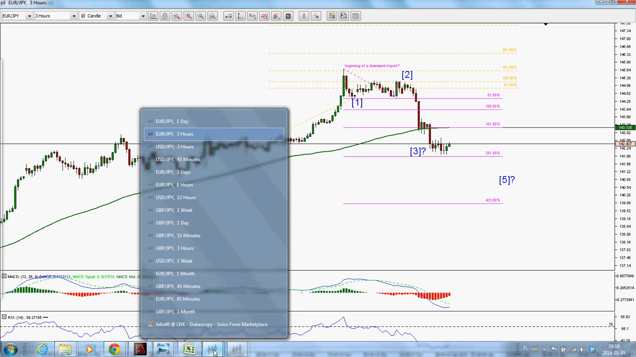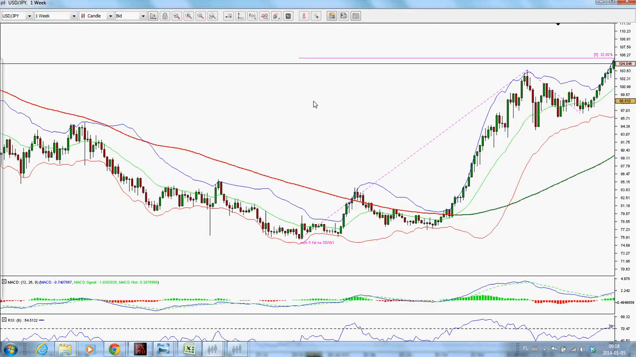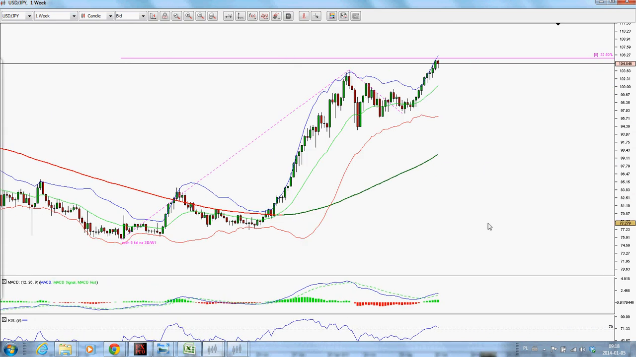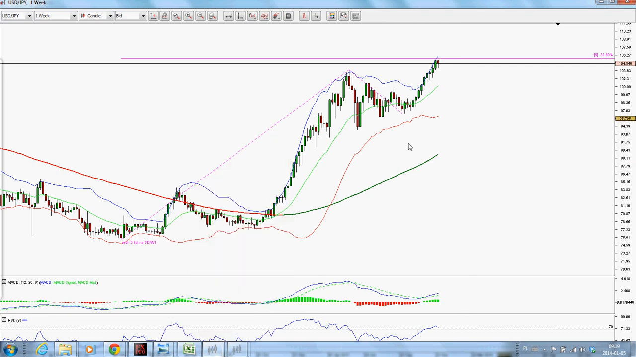Good. Now let's go to the USD Japanese yen. My weekly charts. This is the weekly development. Let me check what I've got on the monthly. No, I don't have a monthly here yet. I will prepare the monthly chart for the next weekly video analysis. As I said, I've lost some of my settings and I have to rebuild them. It's not a big deal.